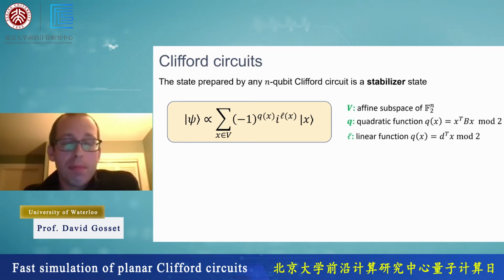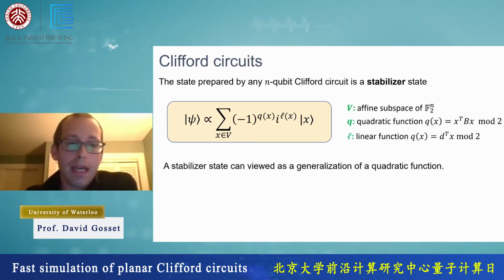So the state that is prepared by an n-qubit Clifford circuit acting on, say, a basis state is a stabilizer state. And a stabilizer state can always be written in the following form. It's parametrized by an affine subspace of binary strings, a quadratic function, and a linear Boolean function. And I like to think of a stabilizer state as some kind of generalization of a quadratic function. You may or may not find that to be helpful.